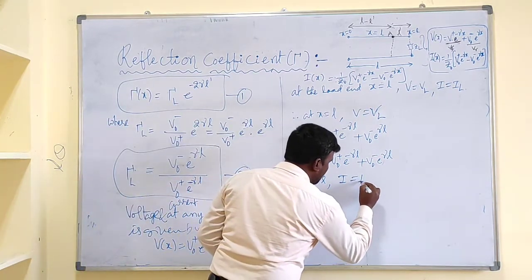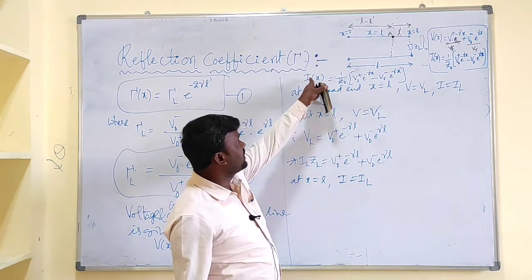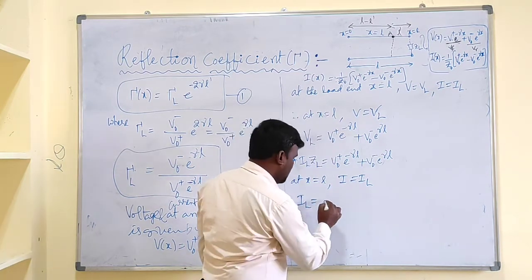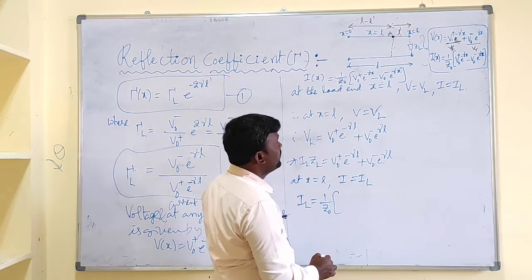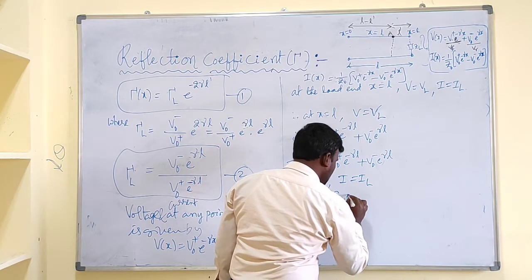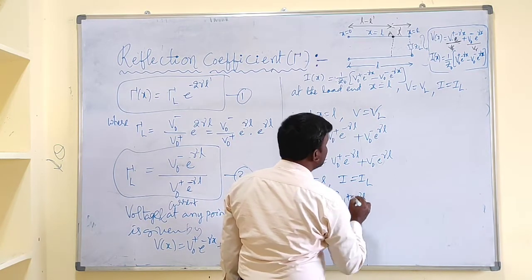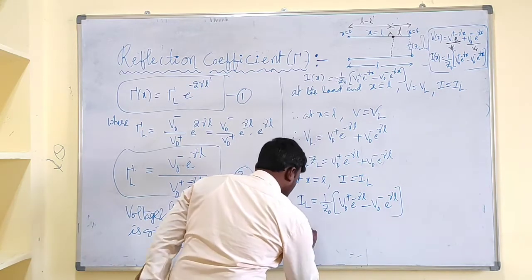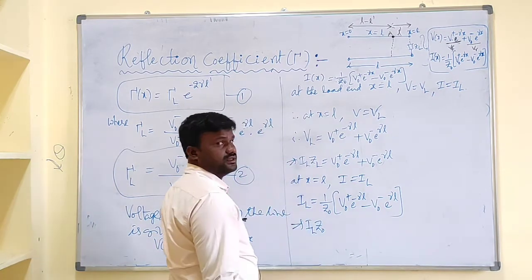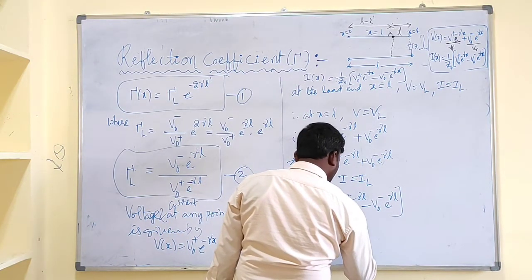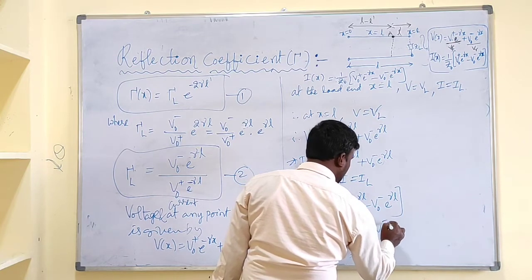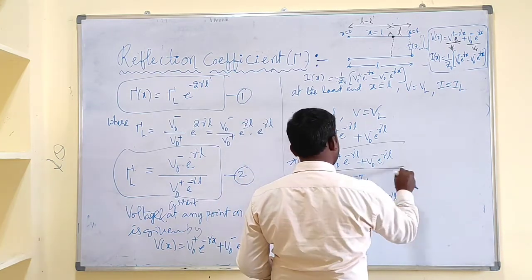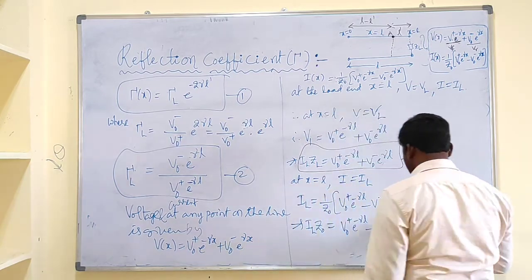At x equal to L, I becomes IL. Now substitute x equal to L in the expression of I: IL is equal to 1 by Z naught into V naught plus e to the power minus gamma L minus V naught minus into e to the power gamma L. So this can be written as IL into Z naught equal to V naught plus e to the power minus gamma L minus V naught minus e to the power gamma L. Let us take this as equation number 3, and this as equation number 4.